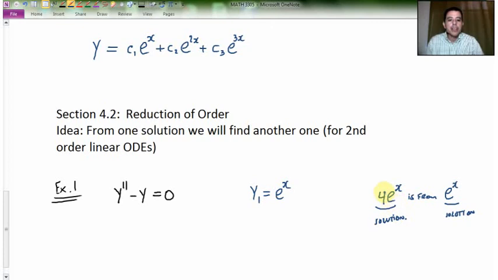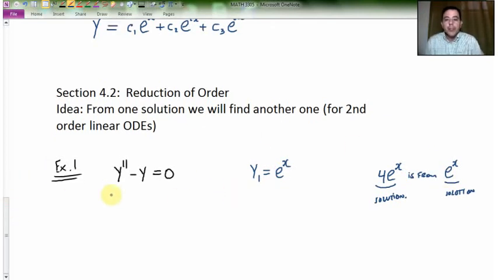But the problem is that this one and this one are dependent, right? Because I can write this new one that I got here as a linear combination of the first one, which is simply the solution times 4. So it's dependent. It's linearly dependent.